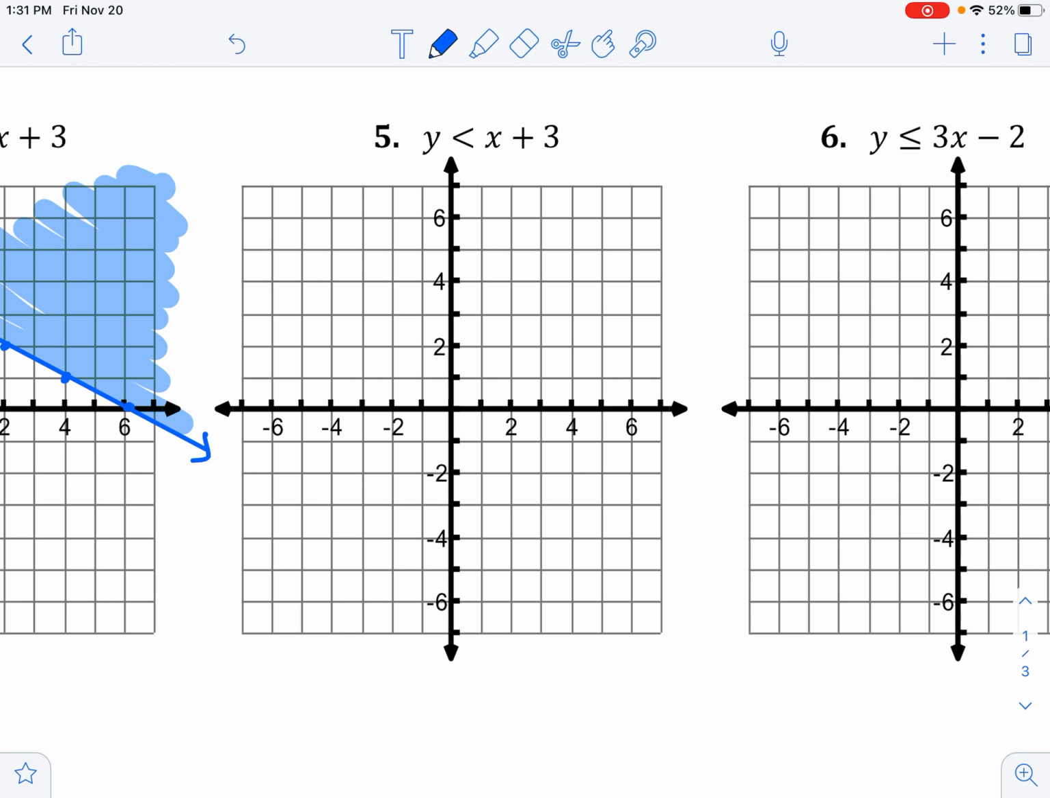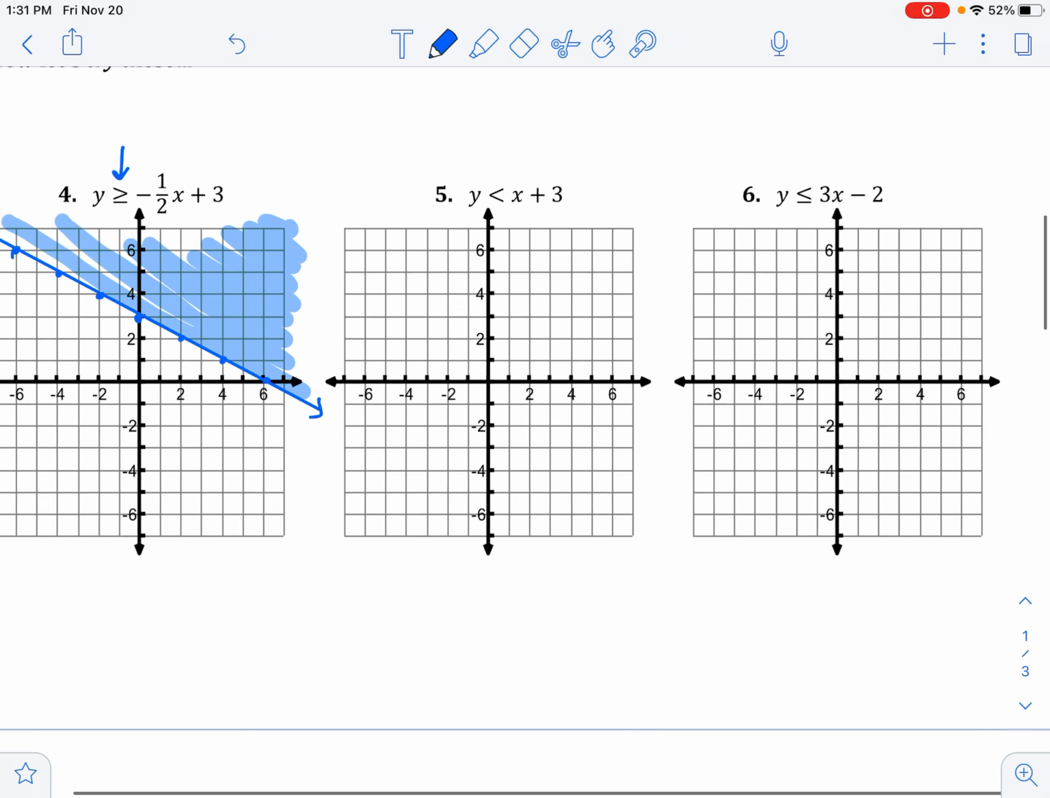All right, let's look at this one here. This is y is less than x plus 3. So I need to get my y-intercept of 3, and then I have a slope of 1. Up 1 over 1, up 1 over 1, up 1 over 1, up 1 over 1, then down 1, left 1, down 1, left 1, down 1, left 1.